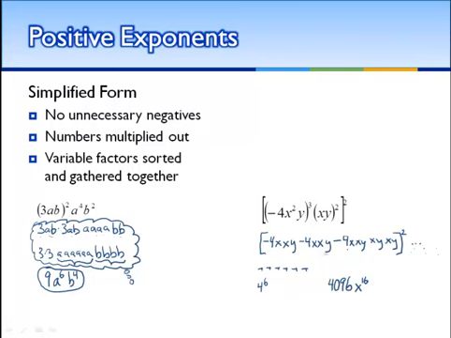Finally, there's 1, 2, 3, 4, 5 factors of y in one of these groups. And if we look in the second group, there's 5 factors of y in that group as well. That gives us a total of 10 factors of y. So our final answer is 4096 x to the 16th, y to the 10th. That's what this original expression is equal to.